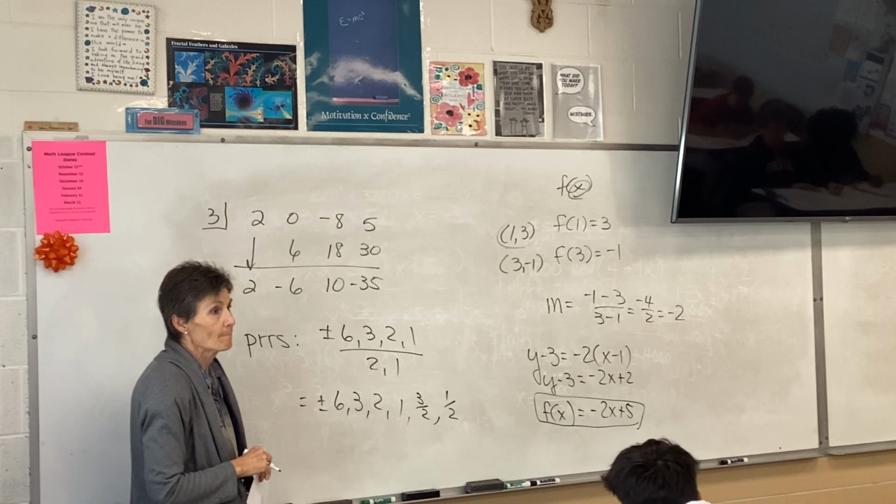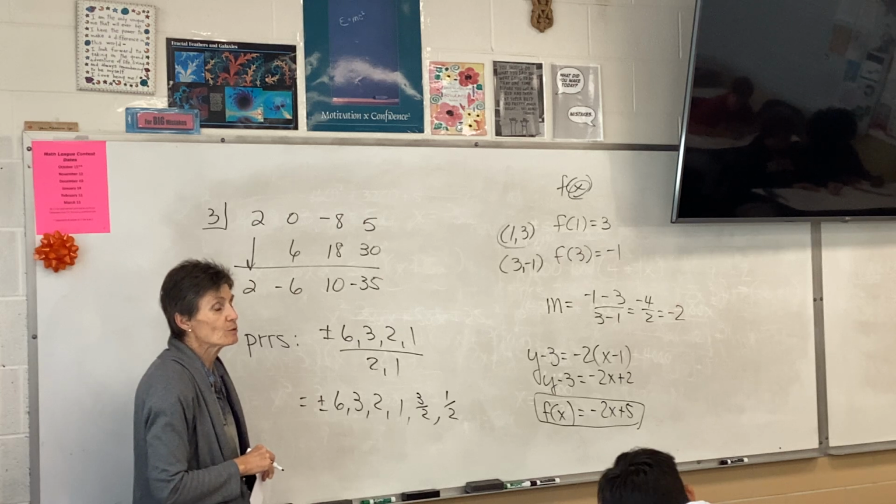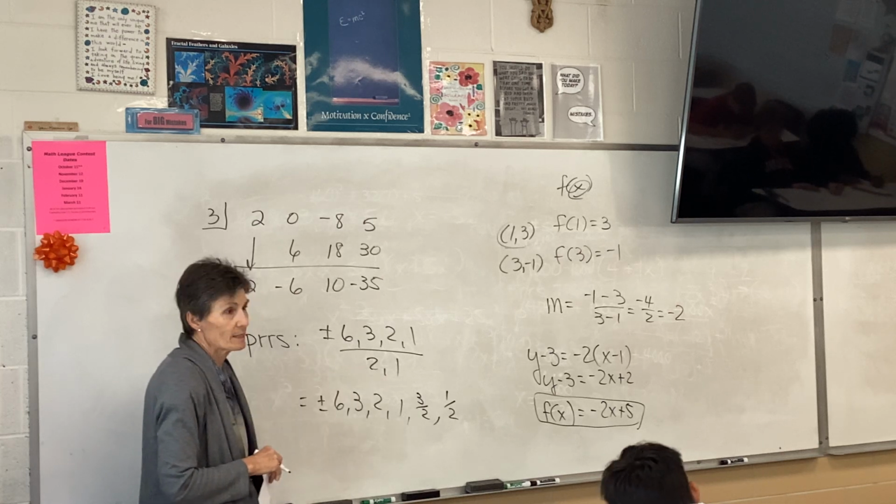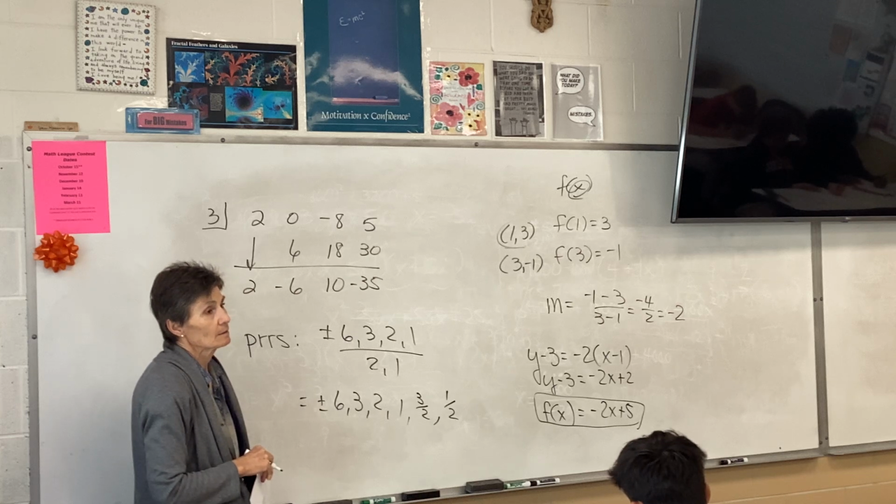Could you just list 6 over 2 even? No, because you would reduce it to 3, and 3 is already in your list. Oh, that makes sense. Yeah.